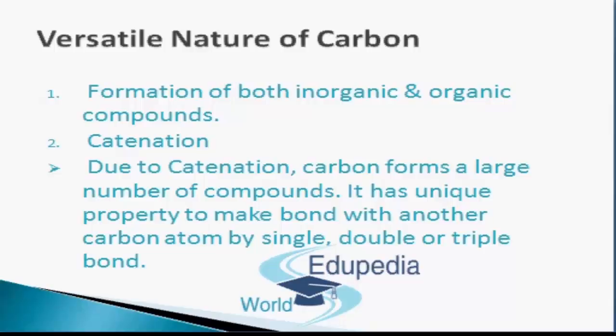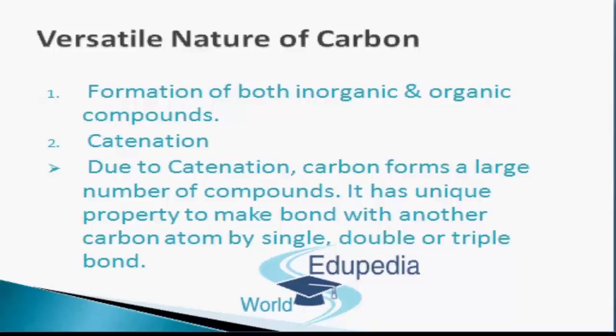The second property is catenation. Due to the strong and stable nature of the carbon-carbon bond, carbon exhibits the unique property to form bonds with other carbon atoms, giving rise to large straight chain compounds, branched chain compounds and rings of carbon atoms. This property is known as catenation. Due to catenation, carbon forms a large number of compounds.